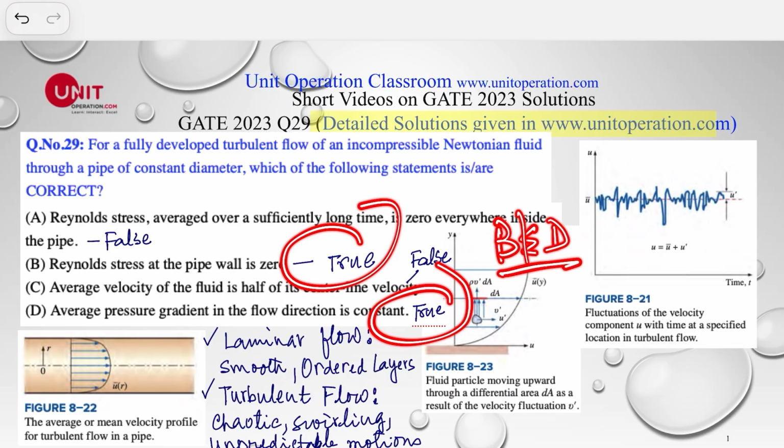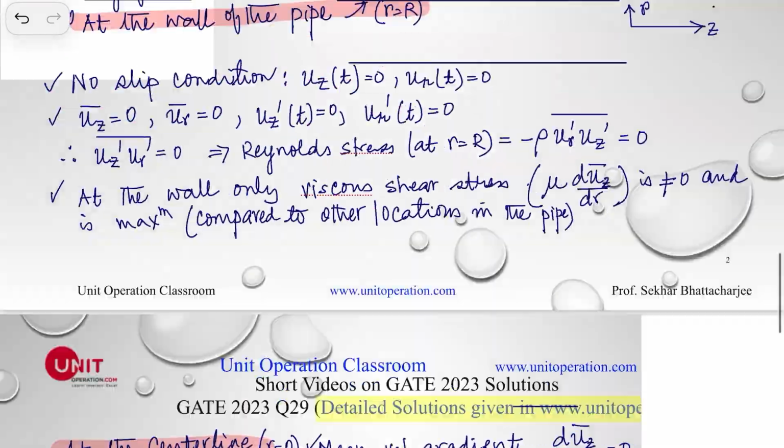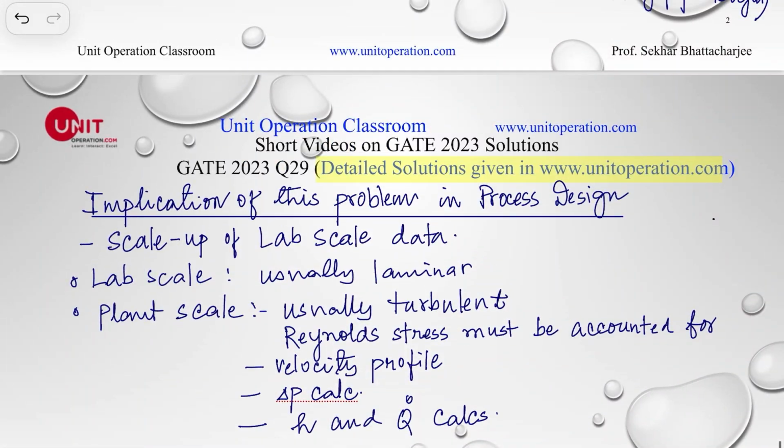Okay, now let's quickly see what would be the implications of this problem in process design. We know normally we collect the lab scale data, and that is scaled up. In the lab scale, the flows are usually laminar, but in the actual plant scale, they are turbulent. So we have to remember that, and the Reynolds stress factor must be accounted for in terms of velocity profile and the pressure drop calculations, and that of course influences the heat transfer coefficient and then the heat flux calculations also.